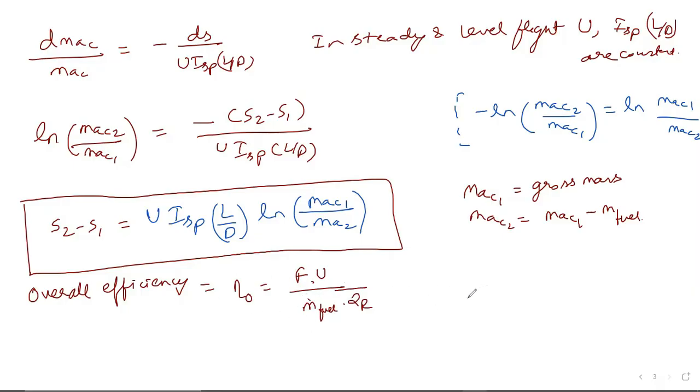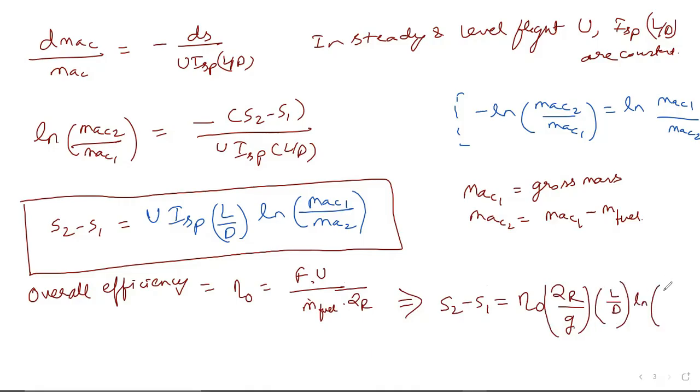And finally, what we will be getting, I'm giving you. Finally, we will get the formula s2 minus s1 equal to eta naught QR by g, L by D, ln of mac by (mac minus mf), basically mac1 by mac2. So this will be the final formula.